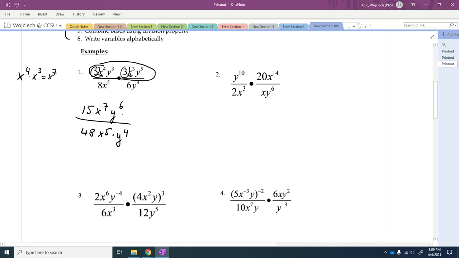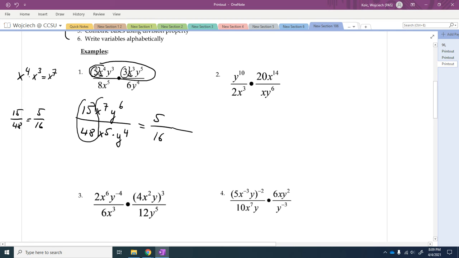Now, can we leave this answer the way it is right now? And the answer is no. First question is, can I somehow simplify 15 over 48? The answer is yes. 15 can be written as 3 times 5, and 48 can be written as 3 times 16. So this will be 5 over 16.